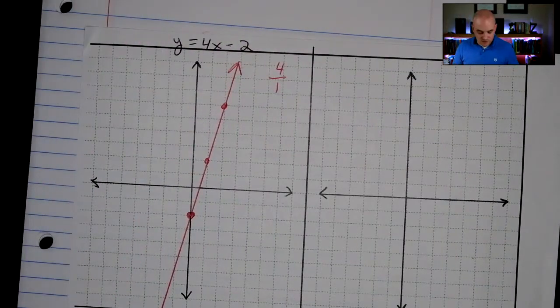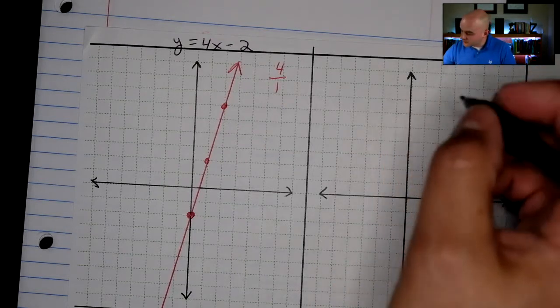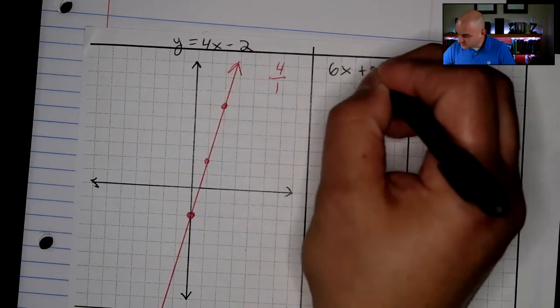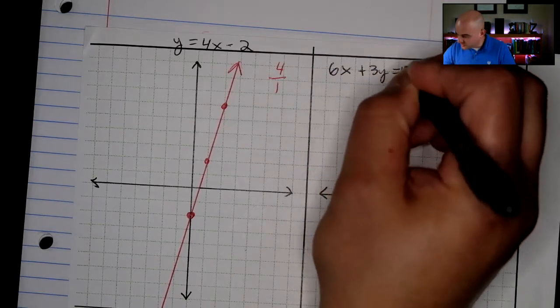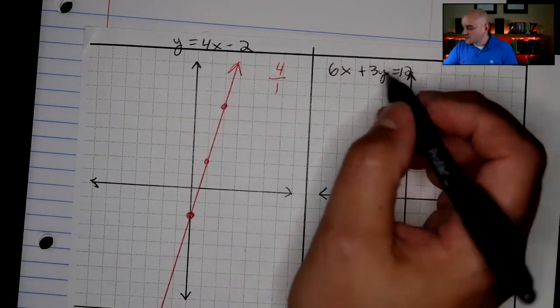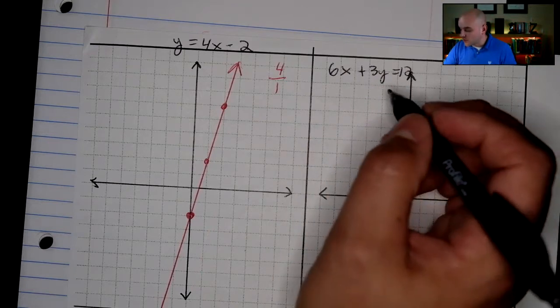All right, let's try another one. Let's look at 6x plus 3y equals 12. Now, in this case, the y is not solved for, so we cannot say that this is in slope-intercept form. So we need to solve for the y.